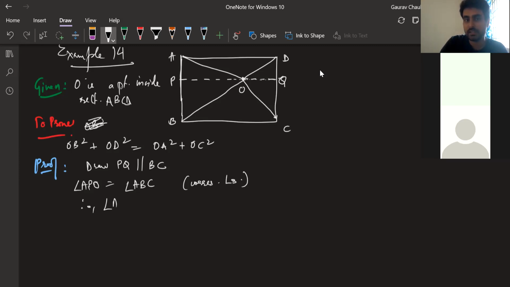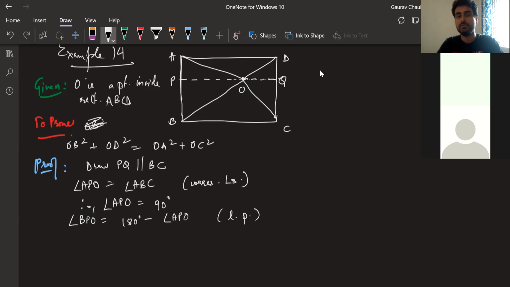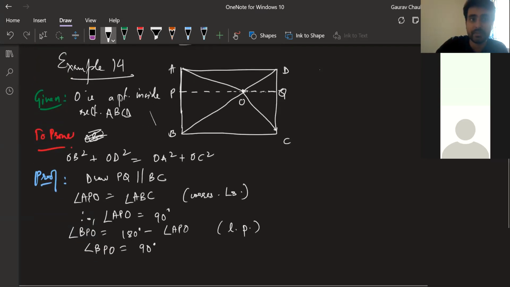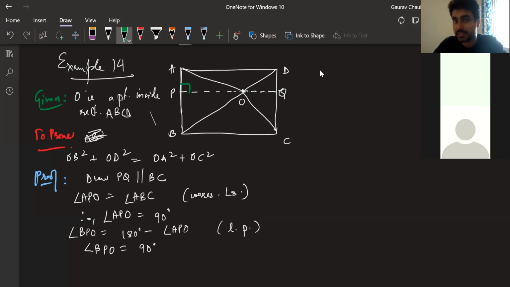Therefore, angle APO is equal to 90 degrees. Angle BPO is equal to 180 degrees minus angle APO because of linear pair. So angle BPO is also equal to 90 degrees. Now I have clarified the explanation of this angle and this angle, which means that's enough.